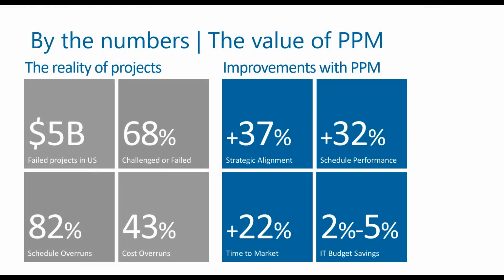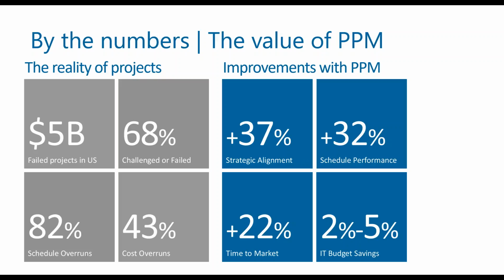Now, by the numbers, the value of having these things done within the context of a PPM system, and not just as a standalone spreadsheet exercise, is the reality of projects. There are different numbers on this from different analysts, but here are some of them. There's still a large dollar volume of projects that are considered failed or unsuccessful within the US today: 68% challenged or failed by different assessments. Schedule overruns are a big component, but cost overruns are true in over 43% of the projects being managed today.